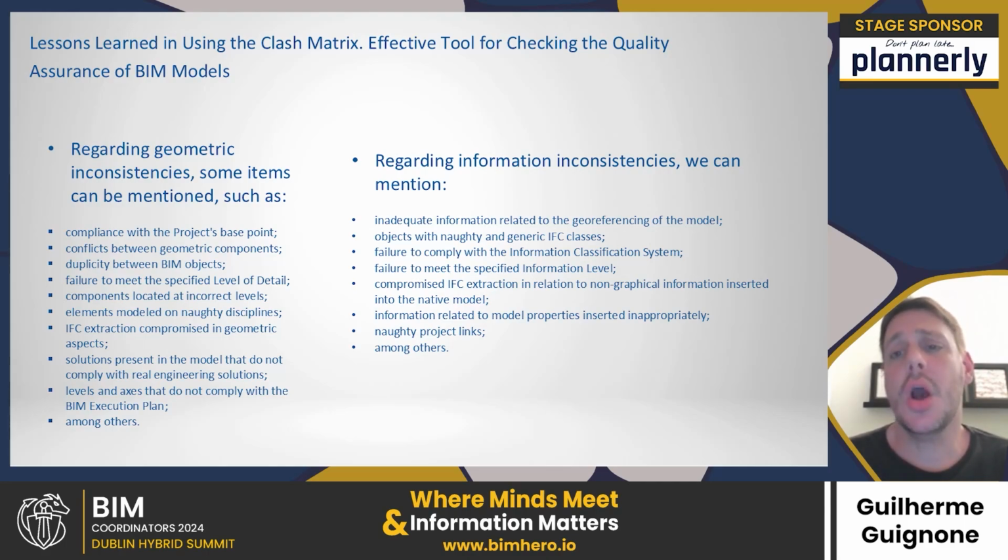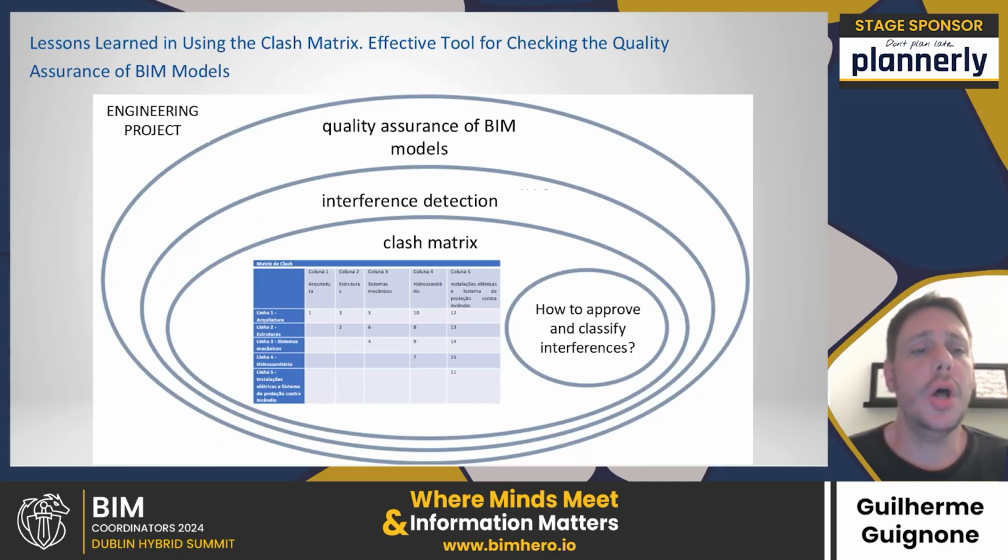Regarding information consistency, we can mention inadequate information related to the georeference of the model, objects with null and generic IFC classes, failure to comply with the information classification system, failure to meet the specified information level, among others.